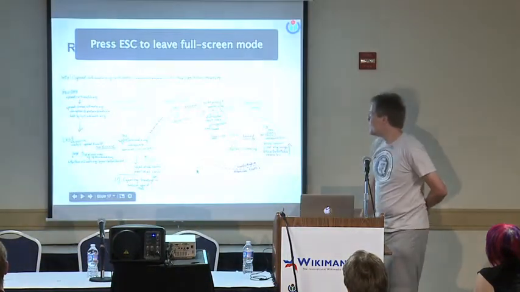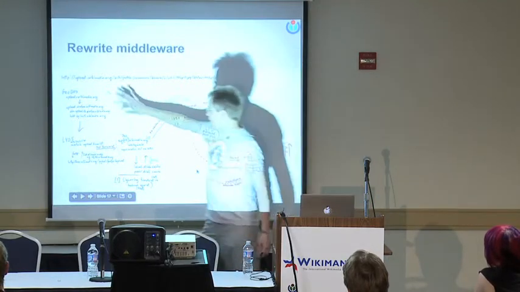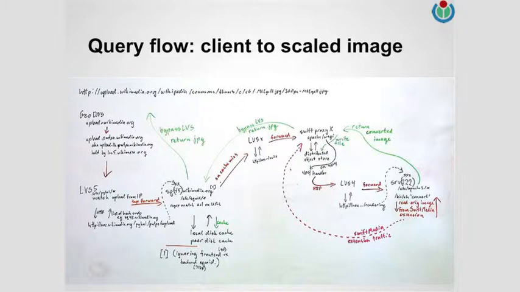Okay. So this has a little bit of stuff about DNS that we don't need to worry about. It comes into a load balancer, hits a Squid. The Squid actually has two levels of cache. Is that true for upload? Yeah. That's hidden here.